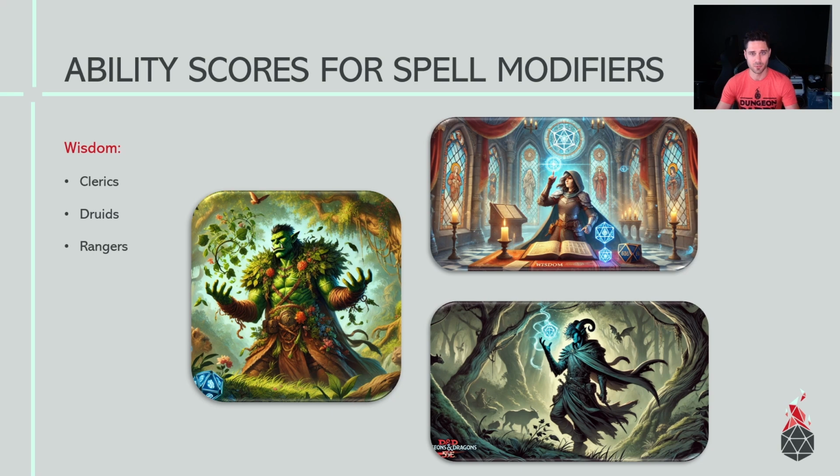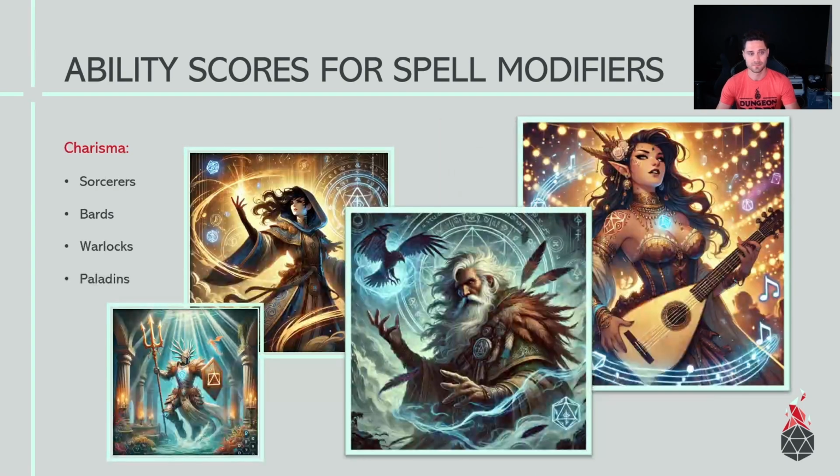Next, we have wisdom, which is your clerics, your druids, and your rangers. They gain their power from their wisdom ability. And lastly, we have charisma. These are your sorcerers, bards, warlocks, and paladins. They gain power through their charisma, through various means.